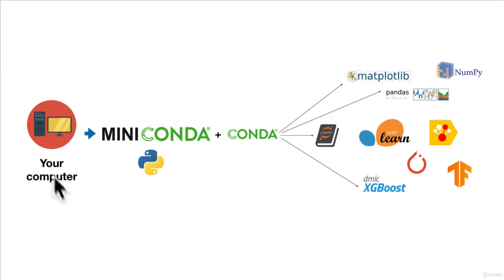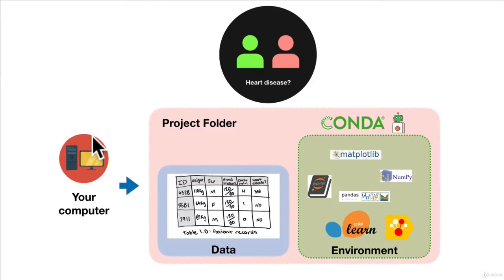Now, first of all, we have your computer. What we're going to do is download Miniconda along with Conda, and then use Conda to create an environment which contains some of these tools. So this is what we'll do. We'll download Miniconda, which Conda will come with. We'll create a project folder, and then we'll create an example environment like this. And because there are tools in here for data science and machine learning, we can use it for our future projects.